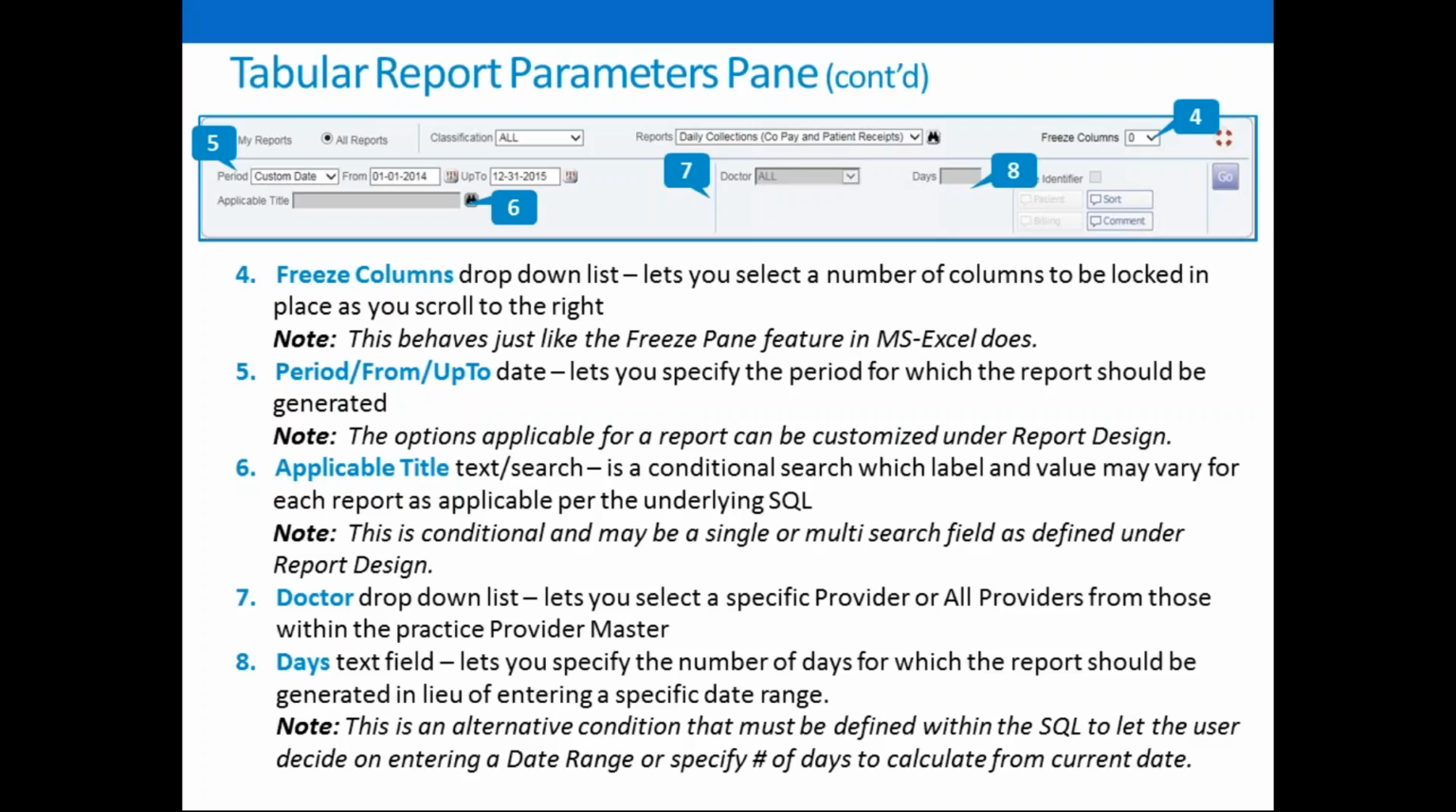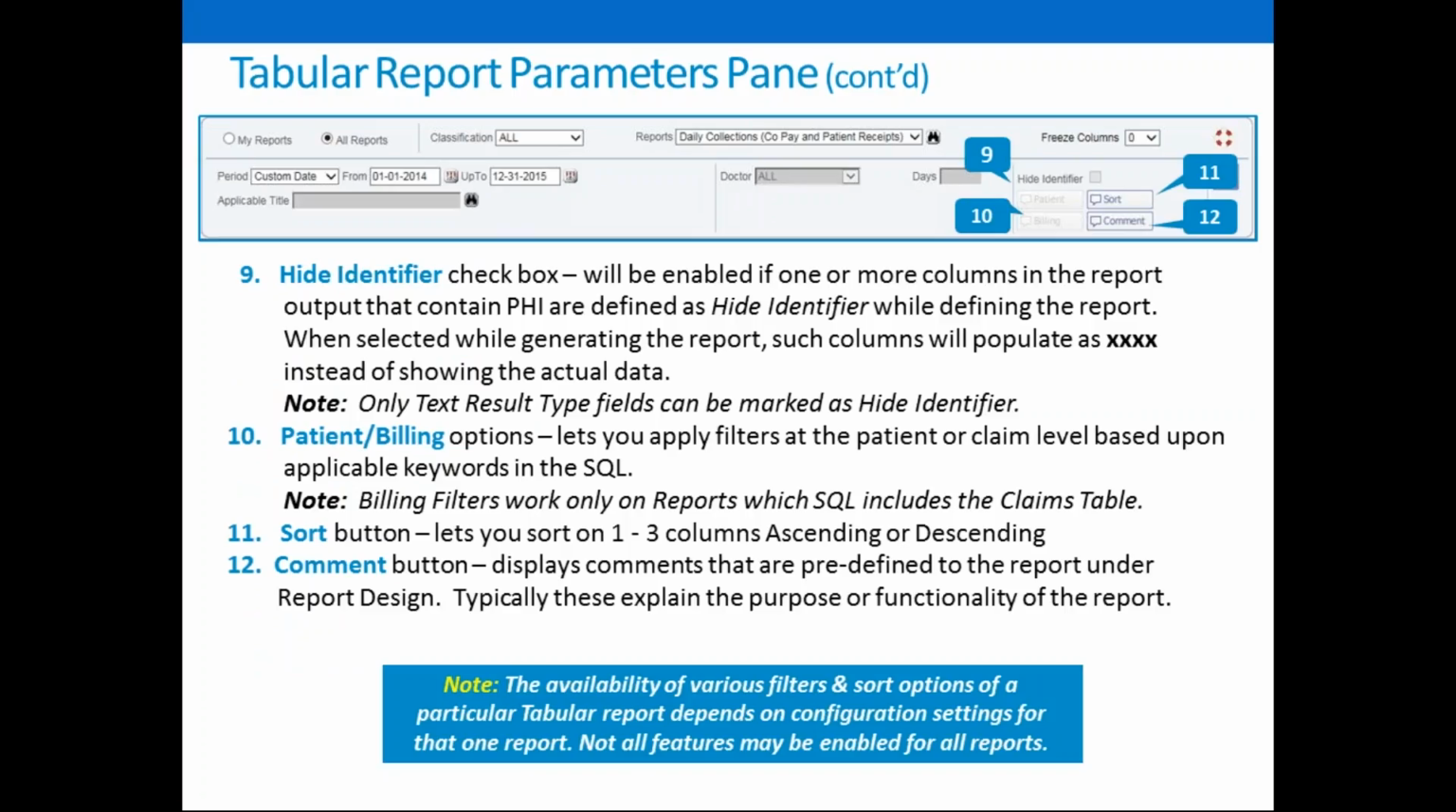Number 6, again, this is a common one that will sometimes be grayed out, sometimes be enabled, and that's if the report has conditions associated. Maybe you want to generate the report by encounter type. So then this applicable title would say encounter type. The binocular would be enabled so that you could choose what encounter type you wanted or what insurance you wanted or whatever. But if it's grayed out, then that means you cannot specify that particular piece of data.